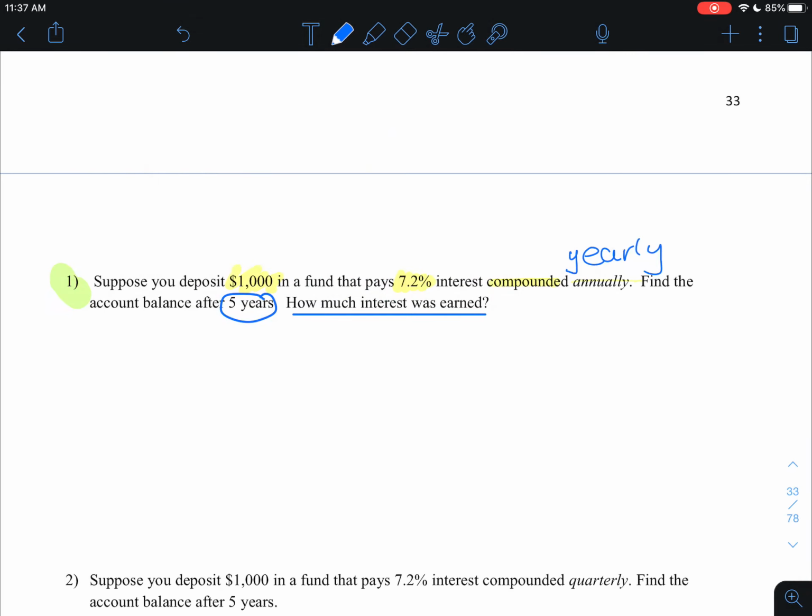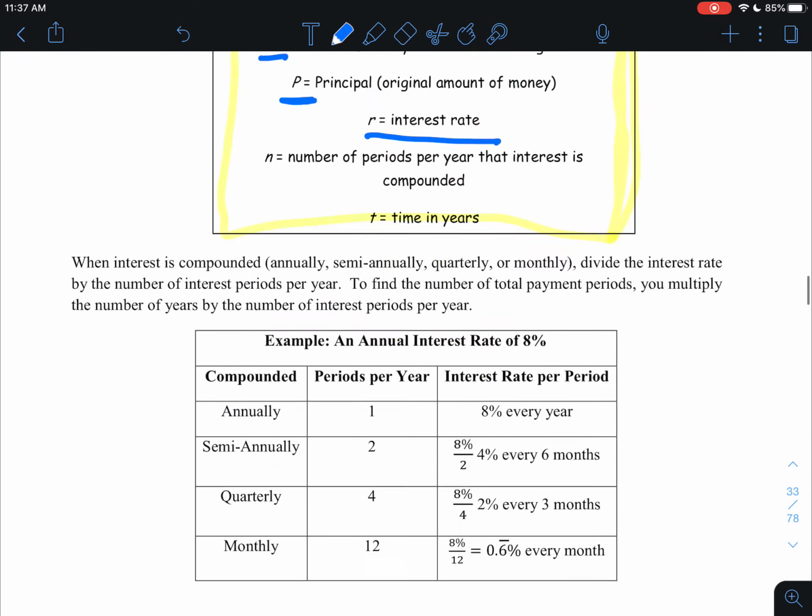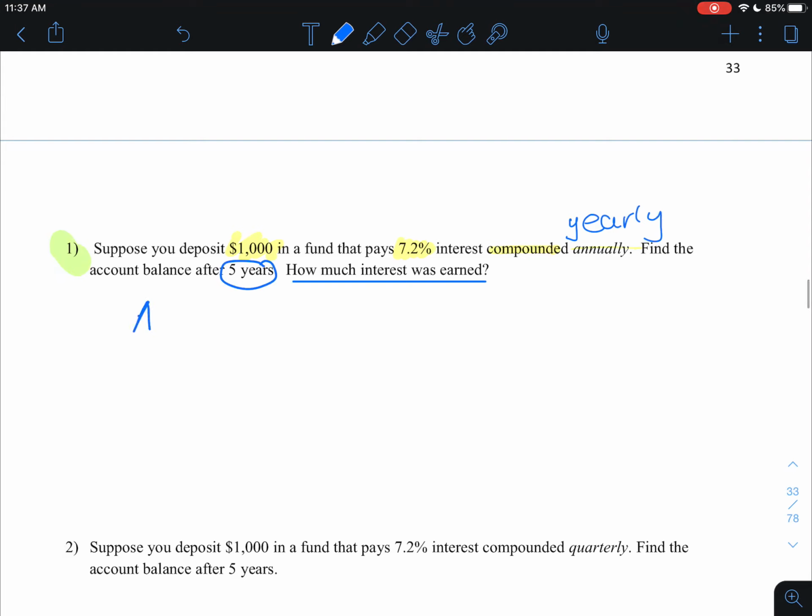Okay, so first things first, let me think about my formula. A is equal to P times 1 plus R over N, to the NT. I recommend writing out the general formula as we start to do these problems, because the more you write it, the more you'll remember it, and you'll be able to identify what you already know. So what do I already know? My original amount, P, was equal to $1,000.